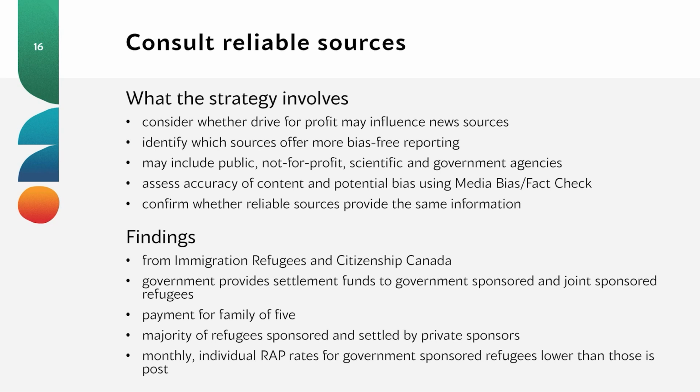In the case of this example, a reliable source might be Immigration, Refugees and Citizenship Canada, or IRCC, which is the government agency for the Resettlement Assistance Program. According to the IRCC website, the Canadian government only pays resettlement funds to government-sponsored refugees. It also partially funds joint-assisted refugees, whose funding is also covered by private sponsors. Most refugees in Canada are privately sponsored by organizations such as faith-based groups. And the IRCC website also tells us that the monthly RAP rates for government-sponsored refugees depend on the province, but they are significantly lower for one individual than the amount cited in the post.